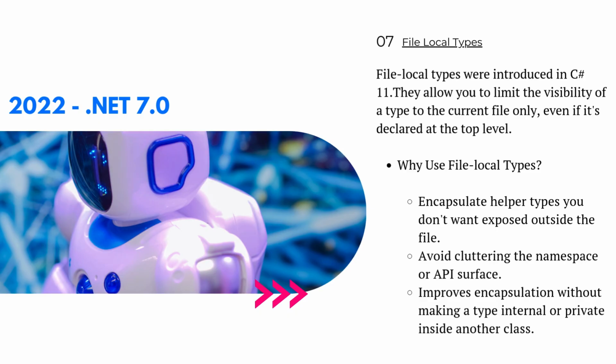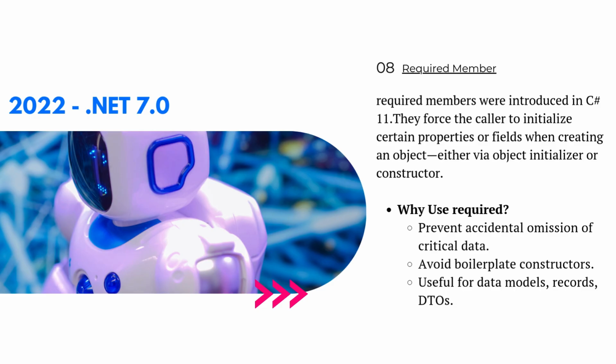File local types were introduced in C# 11. They allow you to limit the visibility of a type to the current file only, even if it's declared at the top level. Required members were introduced in C# 11.